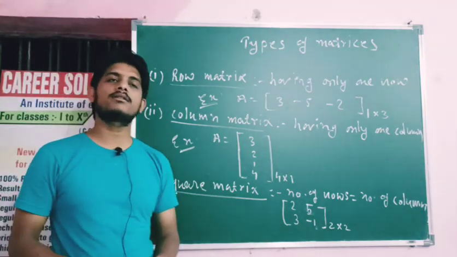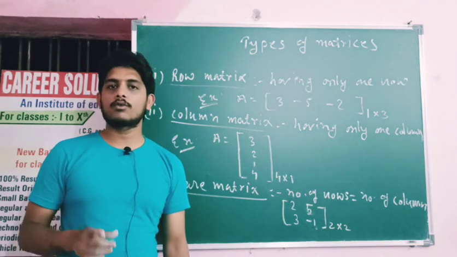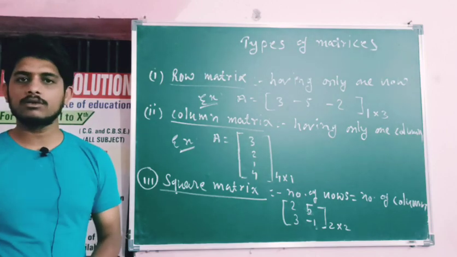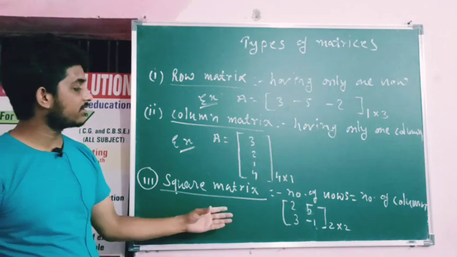Now we will discuss the square matrix. What is a square matrix? If the number of rows is equal to the number of columns in any matrix, then it is called a square matrix. If the number of rows is equal to the number of columns, then it is called a square matrix. Here you can see one example.